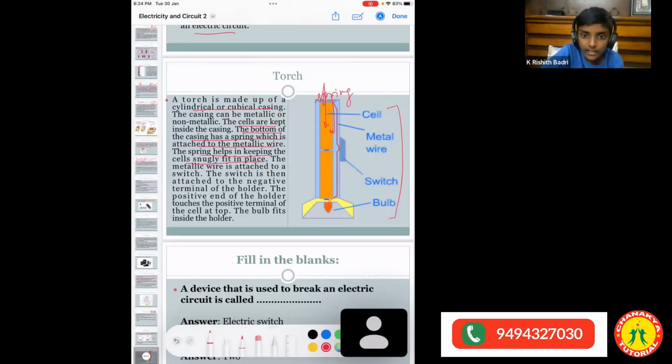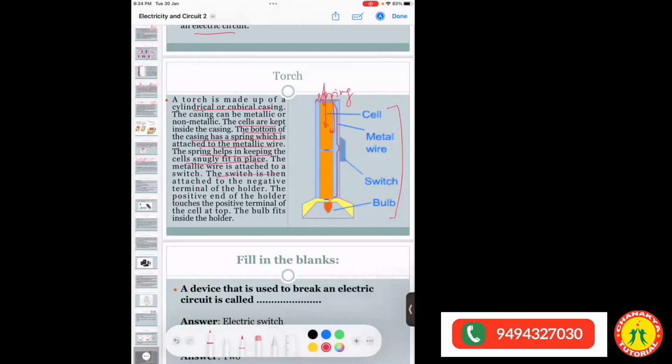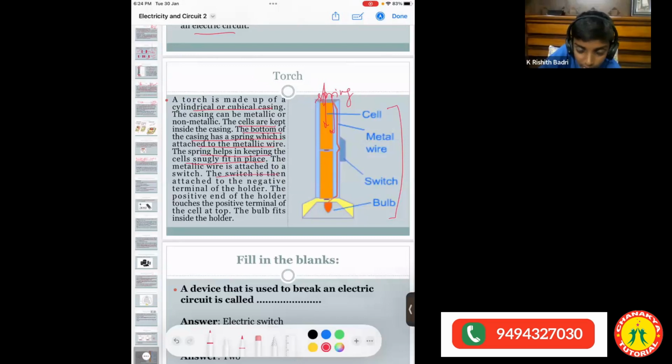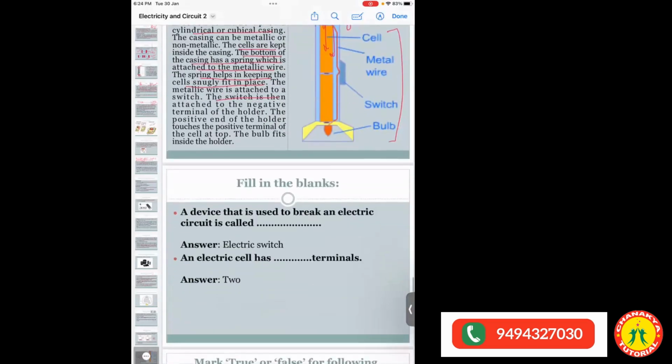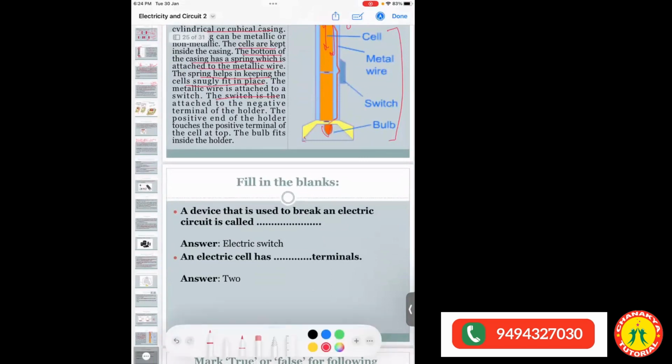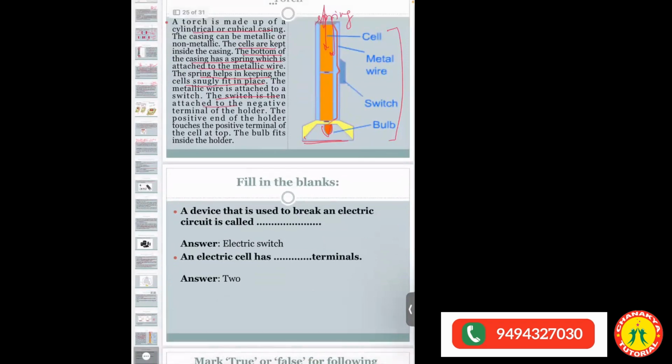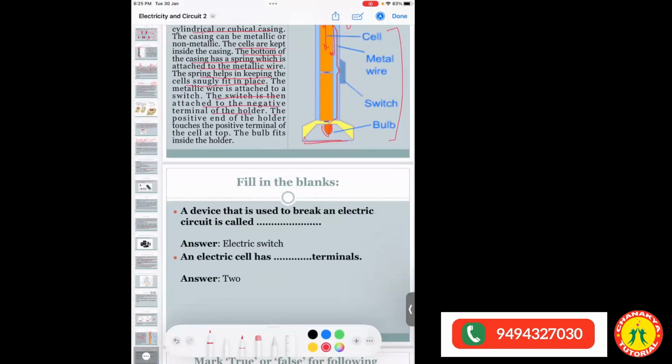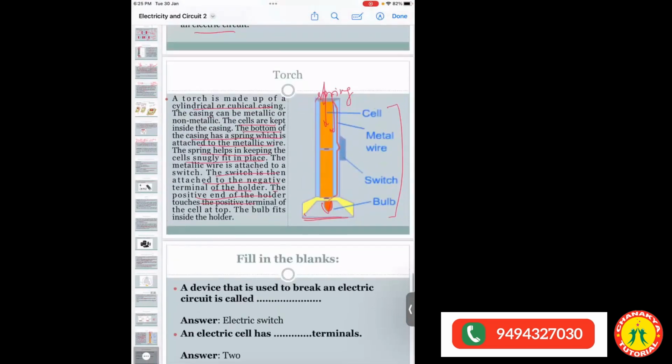Here in the diagram of the torch, you might have seen a torch also. It is here, you can see. Here you will have the bulb, and the bulb will be fitting inside the holder. The switch is then attached to the negative terminal of the holder. The positive end of the holder touches the positive terminal. So that is how the torch light works depending on the cell.